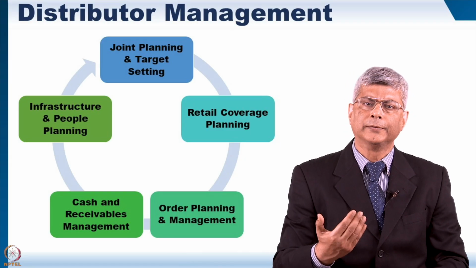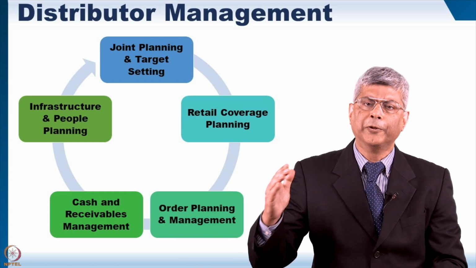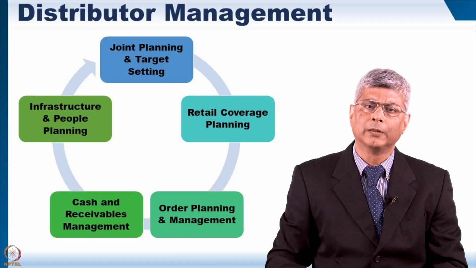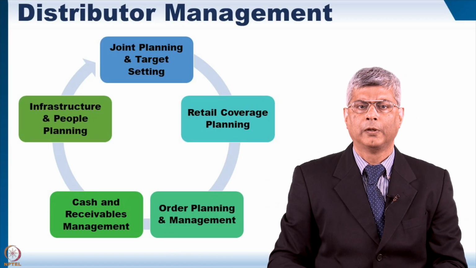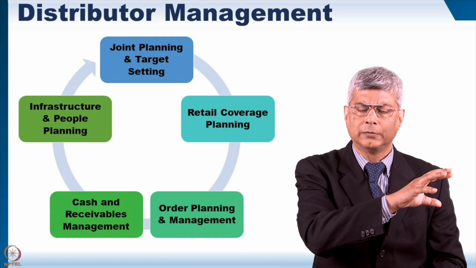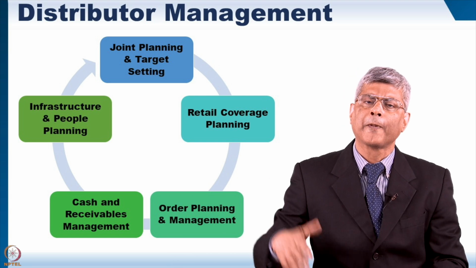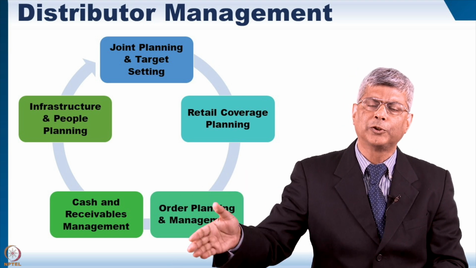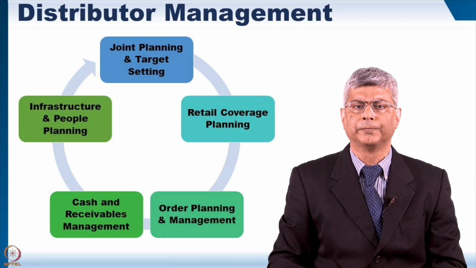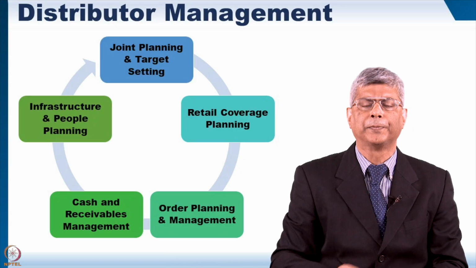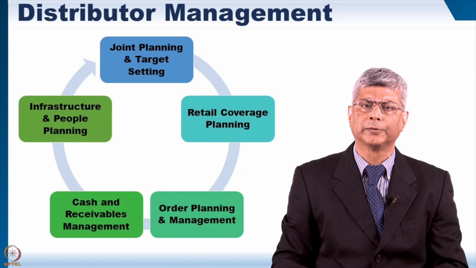As the goods are flowing from manufacturer, distributor, retailer, remember cash, money, is also flowing in the reverse direction. So goods are flowing downstream: manufacturer, distributor, retailer, consumer. Money is flowing in reverse, upstream: consumer to retailer, to distributor, to manufacturer. And that is cash management and receivables management, which means how much credit needs to be managed.